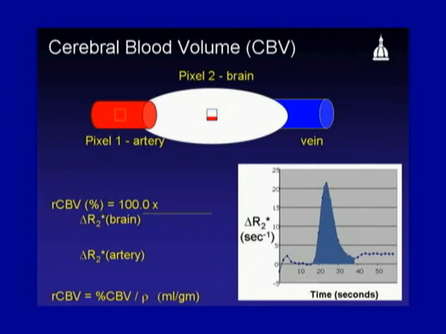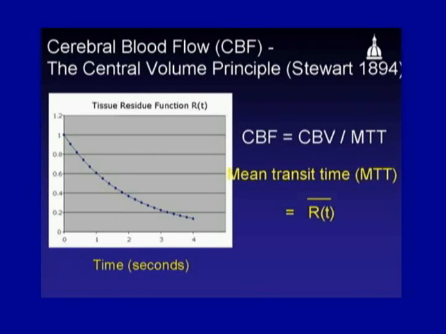Or you can have a small vessel, but if there's a very fast rate of blood through that small vessel, then you have a high blood flow. So to get blood flow, you have to do a little bit more work. And the key concept here is something called the central volume principle, which was actually first published in 1954 by Meyer and Zierler, who were here at Johns Hopkins.